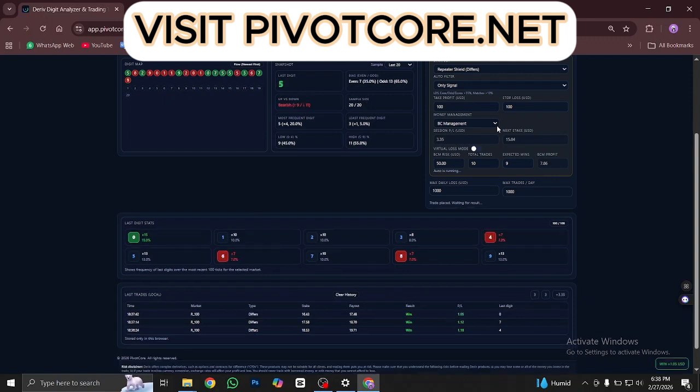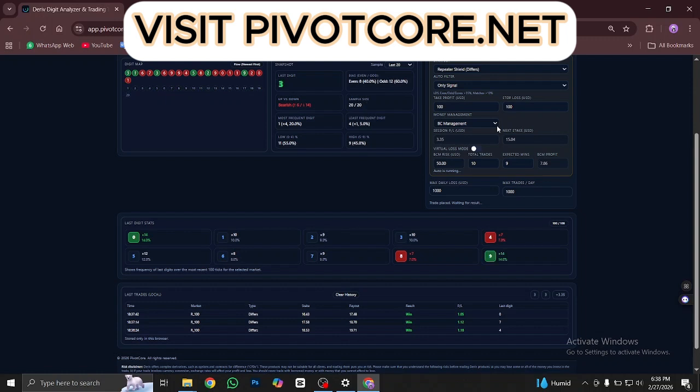Watch the screen as the bot starts the sequence. Notice the speed of the execution. This is something you simply cannot do by hand. PivotCore connects directly to your Deriv account, ensuring that the moment the algorithm detects a safe entry, the trade is placed. This is about working smarter, not harder.